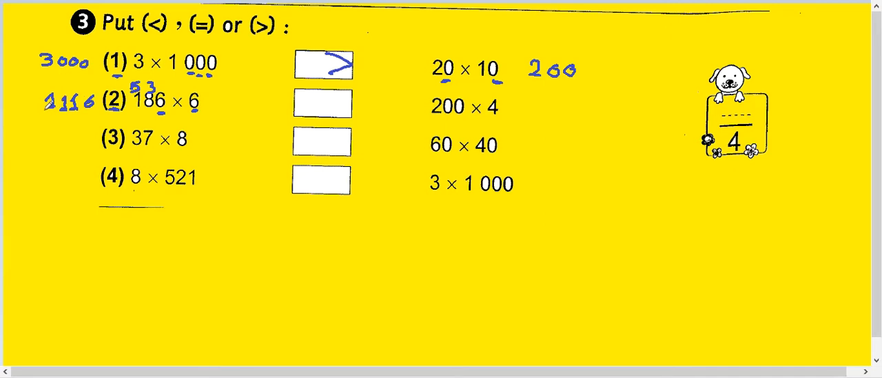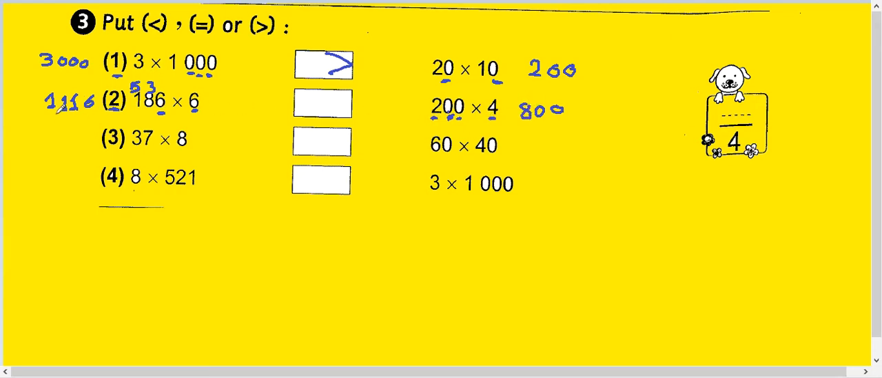Result here, it will be 1,116. On the other side he said 200 times 4. Here we have 2 zeros, so here we write 2 zeros. And we'll say 2 times 4. 2 times 4 equals 8.